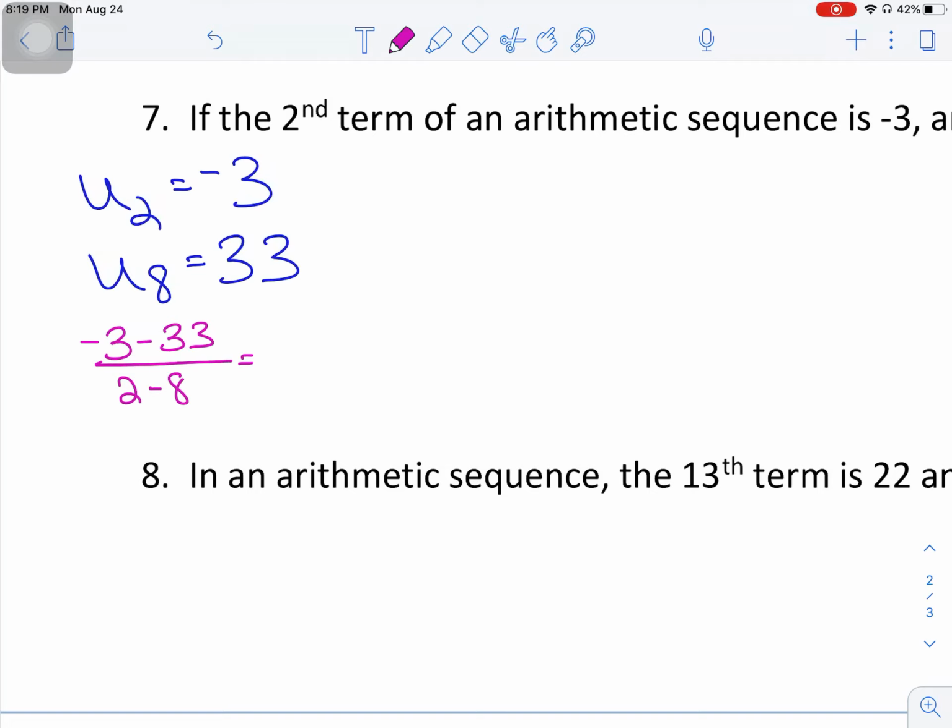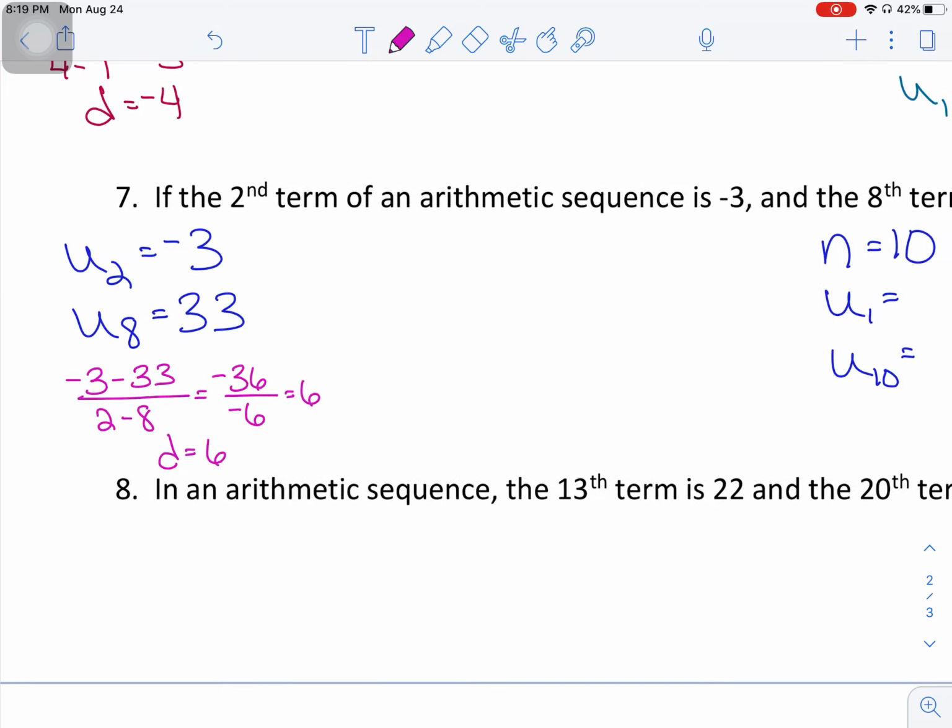So what would that be? Negative 36 over negative 6 means I should have a slope here of 6. Sound good to you guys? I hope so. So my d value I now know is 6.